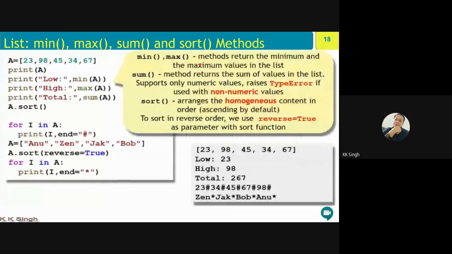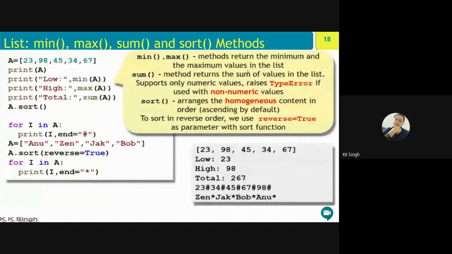See here, the methods return the minimum and maximum values in the list, which I think is not available in the string, because within a string, what is the minimum and what is the maximum is a little difficult to observe. Yes, if you consider the length of the strings, then minimum and maximum can be applied. But in case of numbers, minimum and maximum cannot be applied.